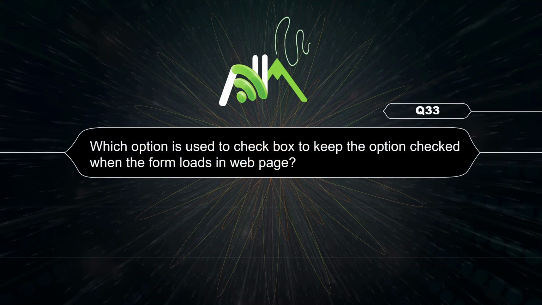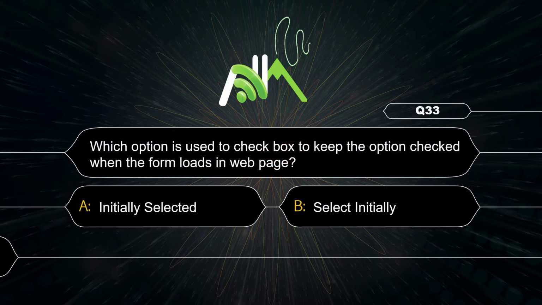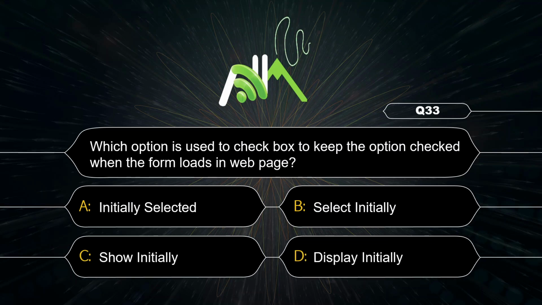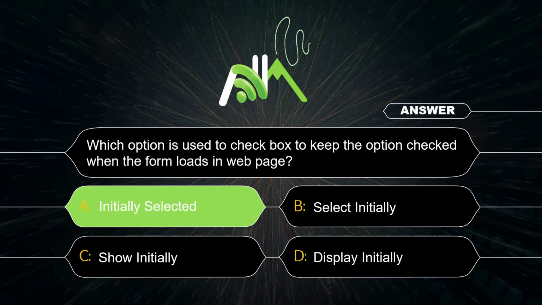Which option is used when the form is loaded? Then initially checked should be there, but it is not given, then we will go with initially selected in case of checkbox. So option A.